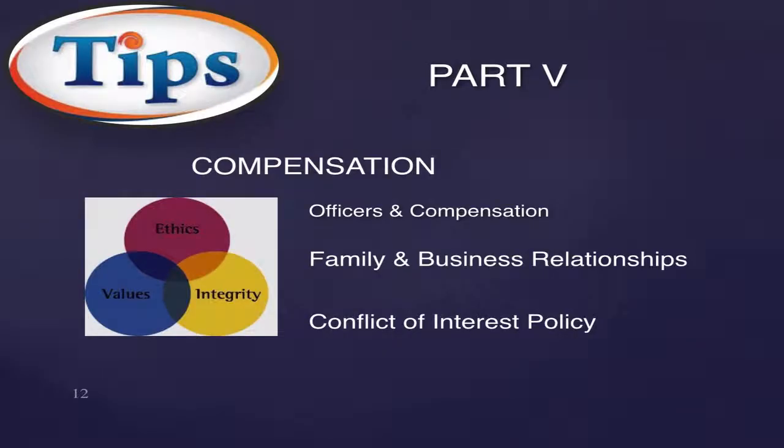Part 5, compensation and other financial arrangements with your officers, directors, trustees, employees, and contractors. We are at the bottom of page 2, where you will list the names, titles, and mailing address of all of your directors, officers, and trustees.